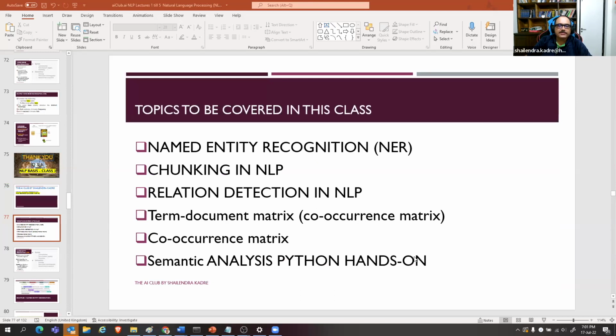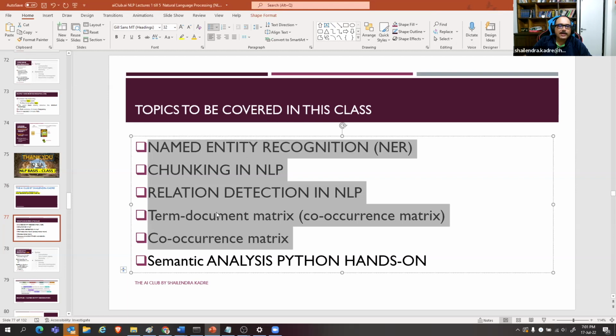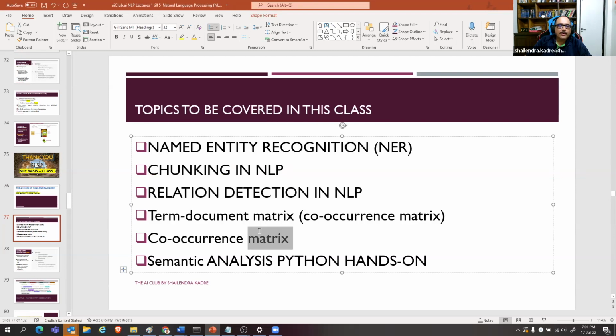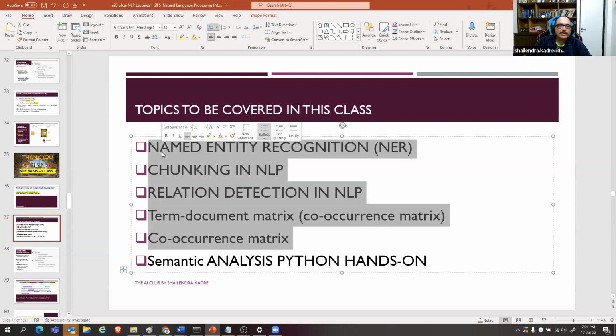These are the topics to be covered today. Python hands-on will not be covered today, but maybe tomorrow morning we'll have Python hands-on. These are the 5 topics we are covering: named entity recognition, which is called NER, with chunking, which is a step after NER. Then we get into relationship detection between words. Then there are a couple of new concepts like term document matrix and co-occurrence matrix.